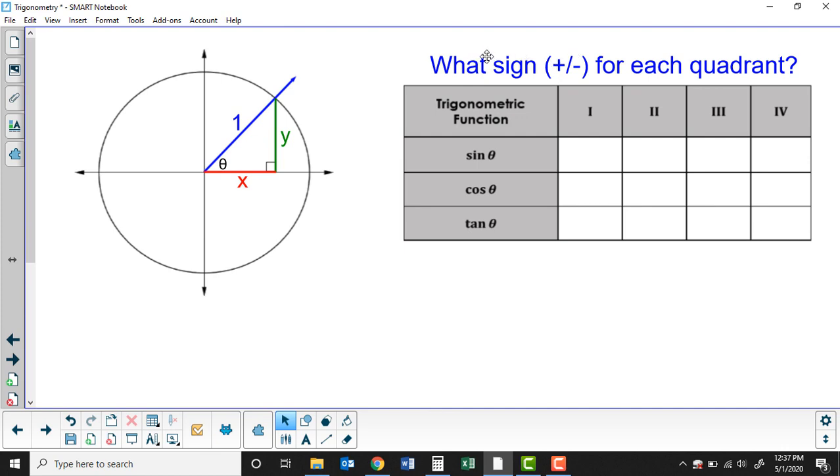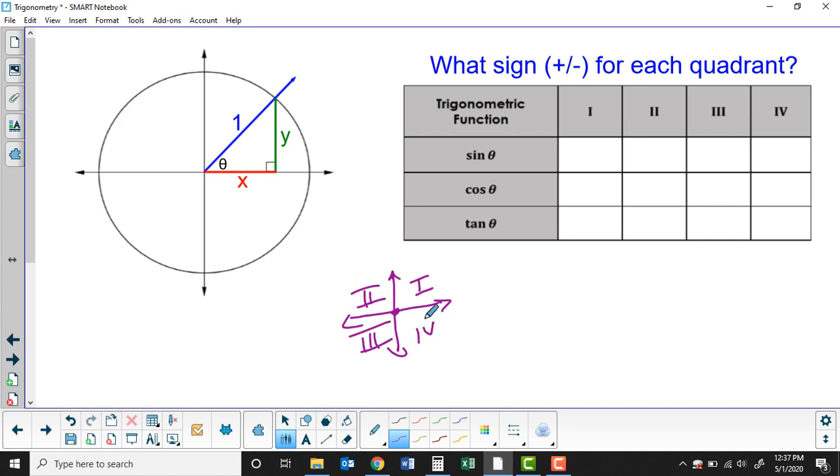Now it says, what sign, positive or negative, is there for each quadrant? And this requires a little bit of thinking here about how sine and cosine and all those work together. And if you remember quadrants, we're talking about graphs. On a graph, you have your y-axis that goes this way and your x-axis that goes this way, all right, with your origin here in the middle. And we call this quadrant 1, we call this quadrant 2, we call this quadrant 3, we call this quadrant 4. Okay, so what they're asking us is what is the sign for these things in all these different locations?